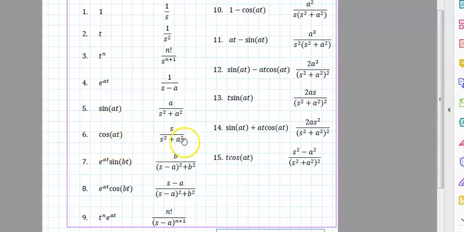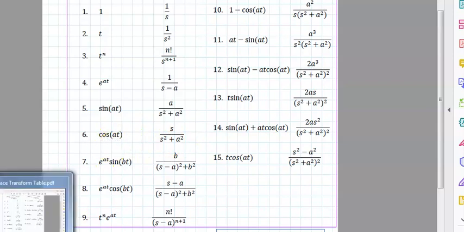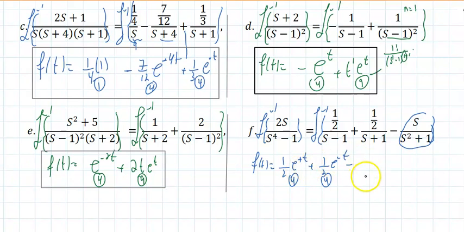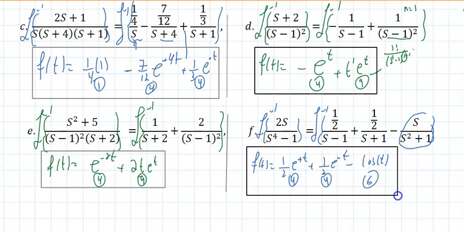I'm looking at number 6. S over s squared plus 1. 1 squared is 1, so a is 1. So it's the cosine of 1t. And there it is.